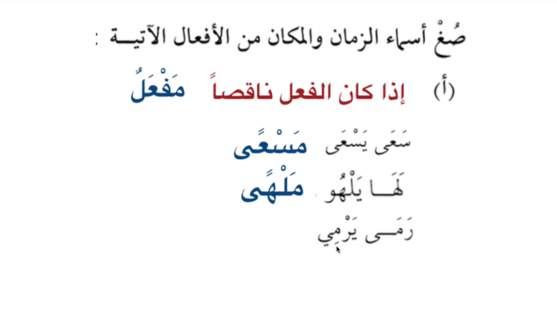Rama yarmi, again it is naqis al-ya'i, which means to throw. So what is your ism makan, the place where something is thrown? It's called marman or marma. It's a goal post or like a target, what you use to throw things. So it's like a goal post.